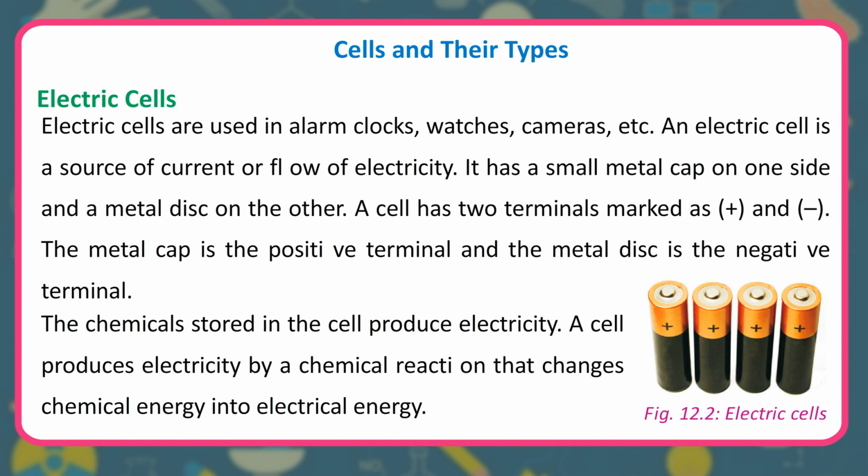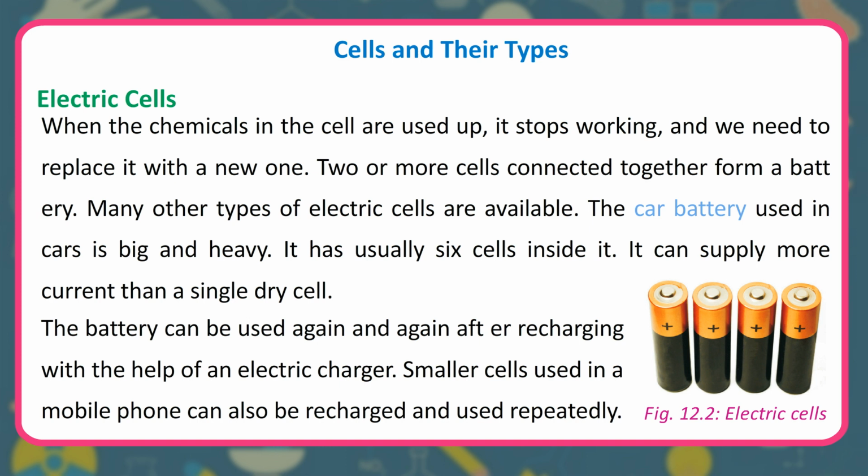The chemicals stored in the cell produce electricity. A cell produces electricity by a chemical reaction that changes chemical energy into electrical energy. When the chemicals in the cell are used up, it stops working, and we need to replace it with a new one. Two or more cells connected together form a battery. Many other types of electric cells are available.